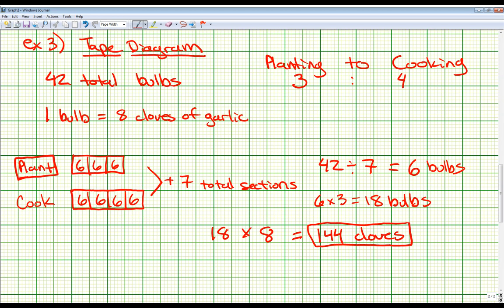If you want to pause the video and try numbers 3 and 4 on your own at the bottom of 193, go ahead and do that now. So for number 3, yours would be $16 and your friends would be $24. For number 4, you would say fewer. Using this ratio, you will plant 14 bulbs or 112 cloves, which is 32 fewer than originally planted. And that takes us to the end of our ratios lesson.